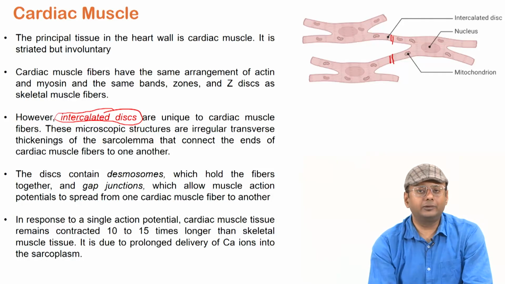Also, it is very important to highlight that in response to a single action potential, cardiac muscle remains contracted almost 10 to 15 times longer than skeletal muscle. This is due to the prolonged delivery of calcium ions to the sarcoplasm. So basically the greater amount and prolonged delivery of calcium ions cause 10 to 15 fold longer contraction in a single action potential in cardiac muscle. That is different from normal skeletal muscle.